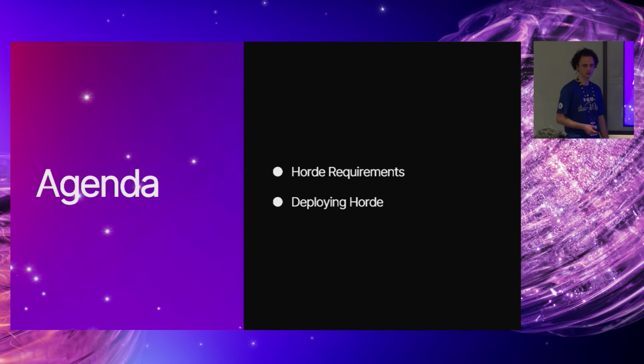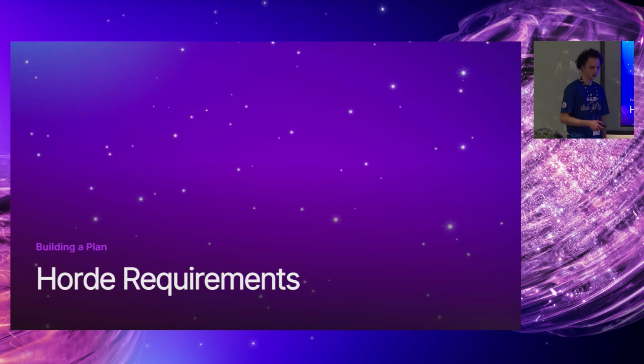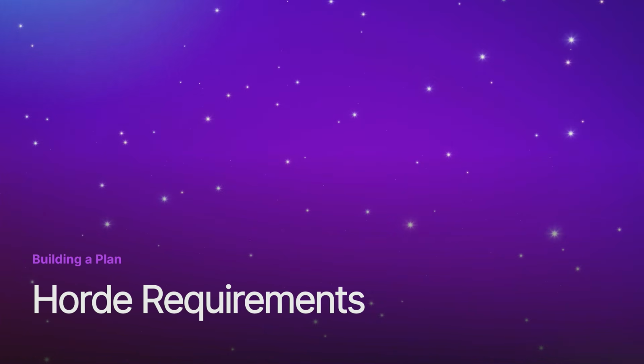So I've broken up this talk into 2 main sections. First, I'm going to give an overview of Horde's requirements, show you what the minimum is, and then we'll build a high-level plan for our infrastructure. And then in the next section, I'm going to walk through this plan, building it up piece by piece, going into more detail, and show you ways that we have reduced cost. So let's start with Horde's requirements and start building that plan.